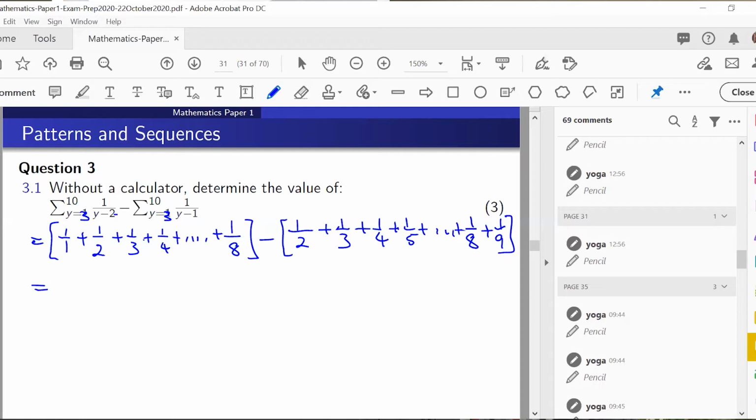Now the terms, half up to 1 all over 8 will cancel out, and we will remain with 1 minus 1 all over 9, which is 8 over 9.